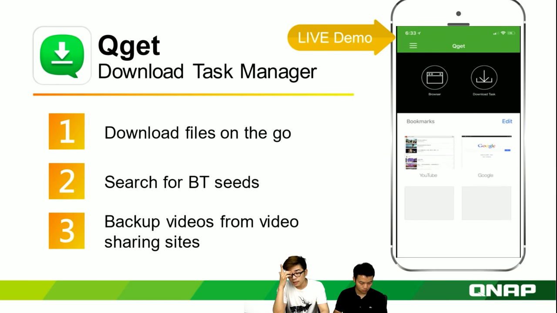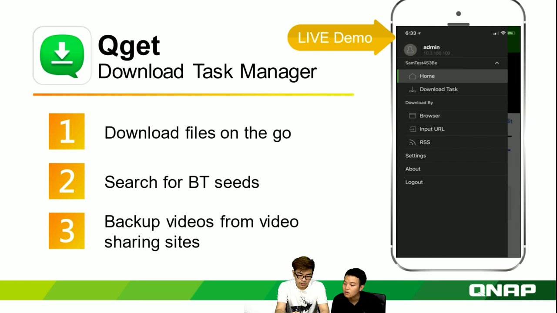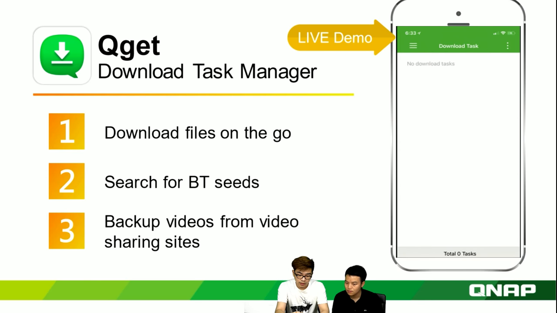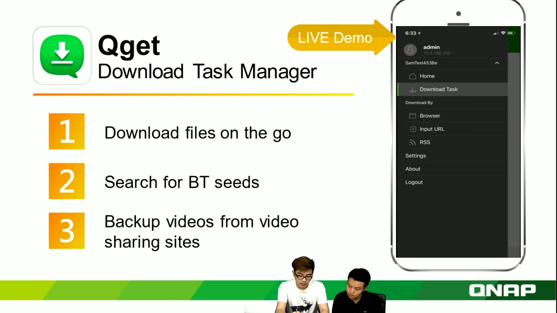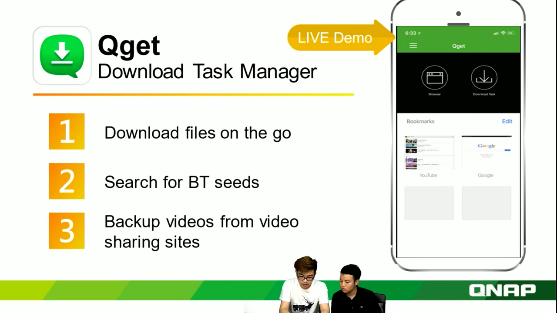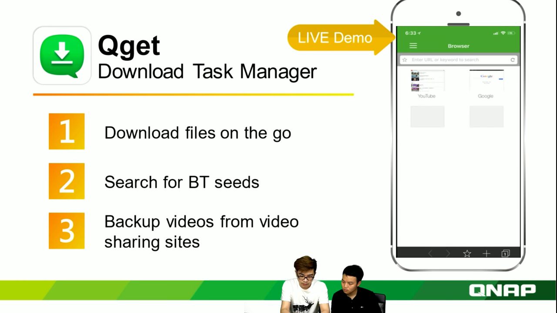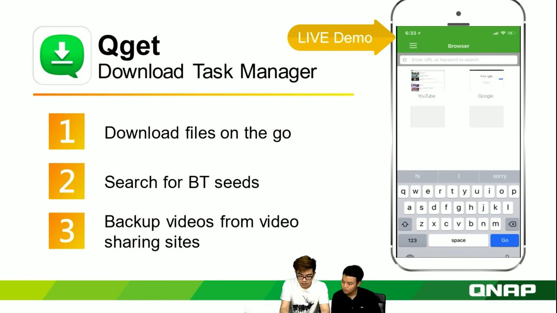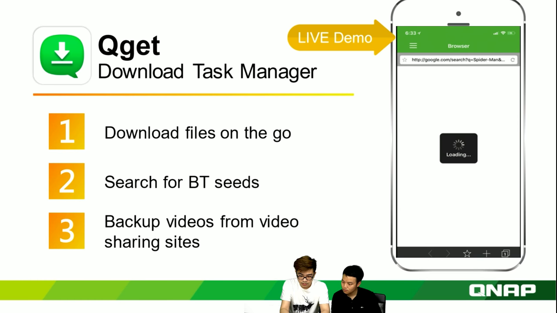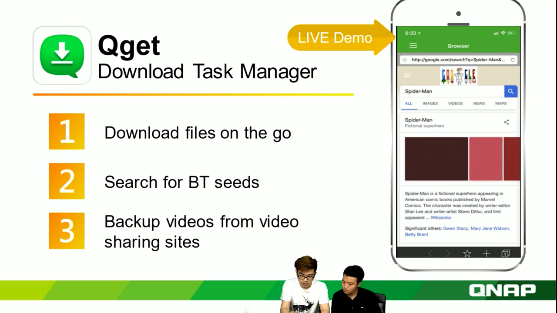So when you're outside, not at home, not having your NAS around you, you can just go here and choose download task. Since now we are not downloading anything, I think I can search or something. Yeah, you can use a browser. Home, and where is that browser? And maybe I can choose this. And what can I do? No, not this one.